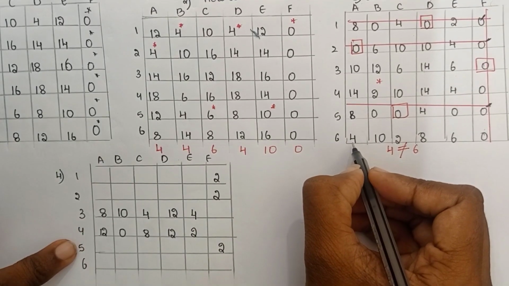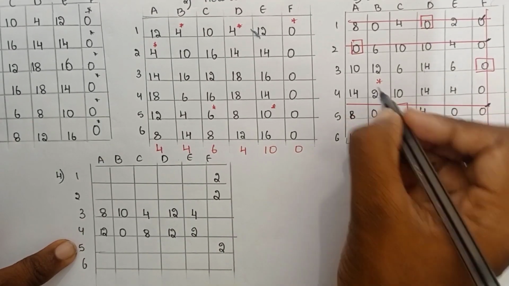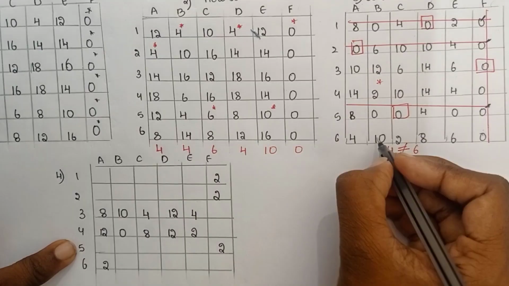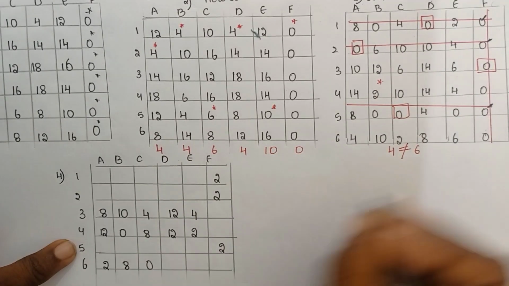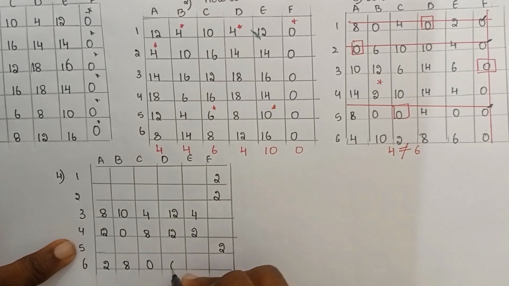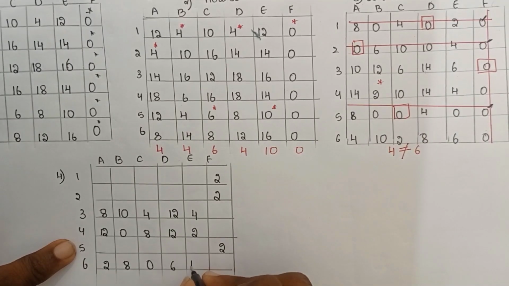So in the sixth row also we have some left out values. So 4 minus 2 is 2. 10 minus 2 is 8. 2 minus 2 is 0. 8 minus 2 is 6. 6 minus 2 is 4.